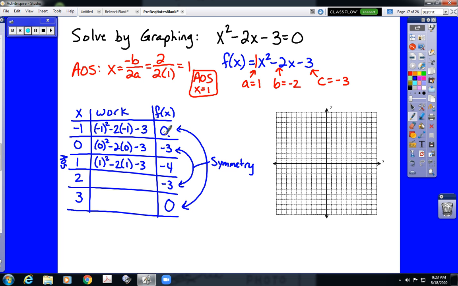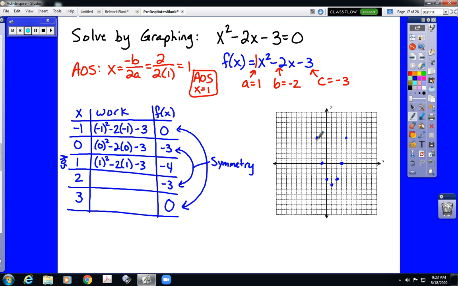So we have a total of 5 points that we can graph here. We're going to go over to our graph. We're going to graph those points. Negative 1, 0. 0, negative 3. 1, negative 4. 2, negative 3. And 3, 0.